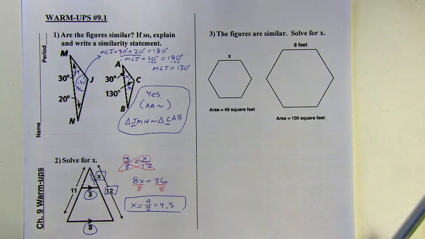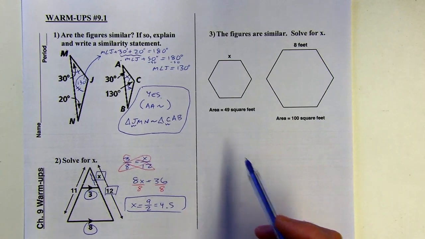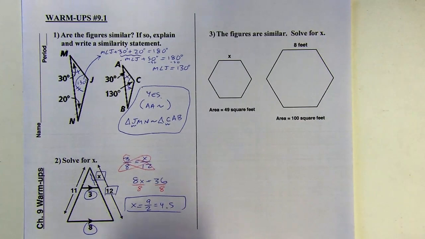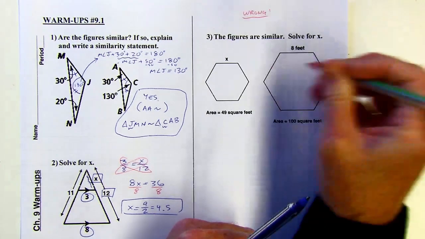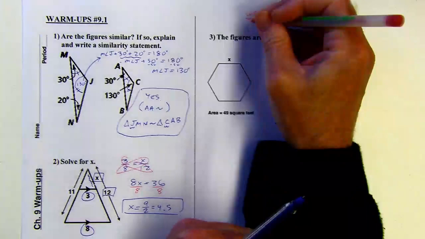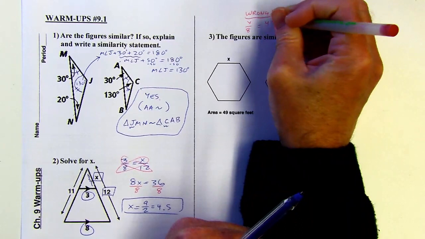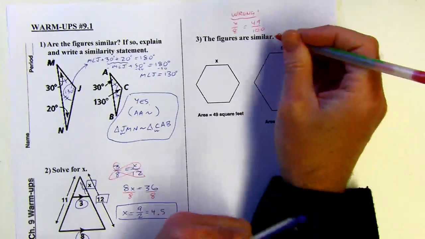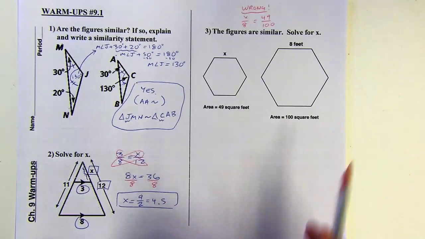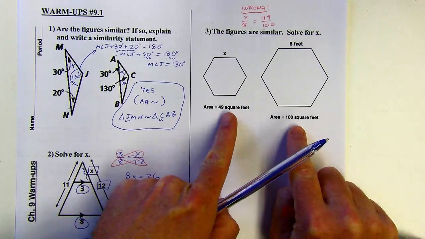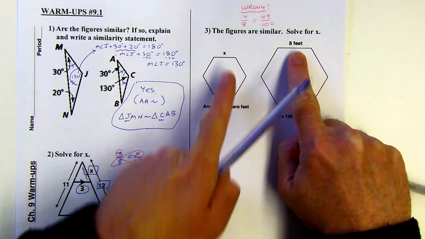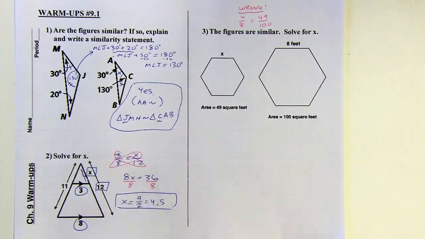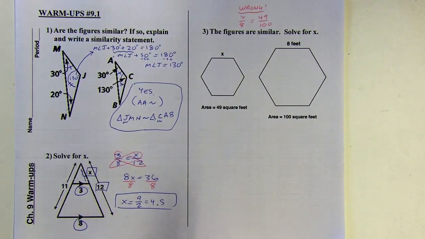All right, and the last one, we've got these similar figures. Very common mistake that gets made here. So I'll do this the wrong way up here. This is the common mistake. People will say, oh, x is to 8 as 49 is to 100. That is incorrect, because 49 over 100 is the area ratio. These are both areas, but these are not areas. These are sides. So I'd be using the area ratio to compare the sides, and I don't want to do that. So I've got to do a little bit more work here, a little side problem.